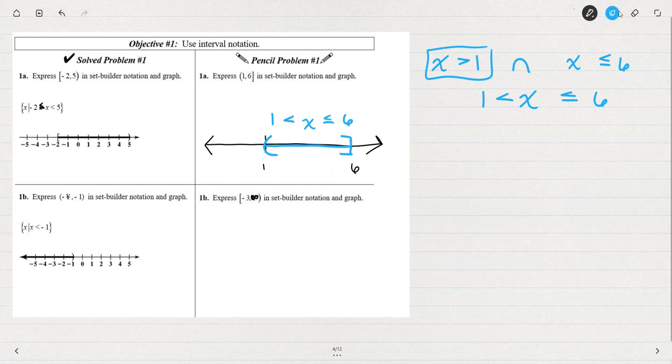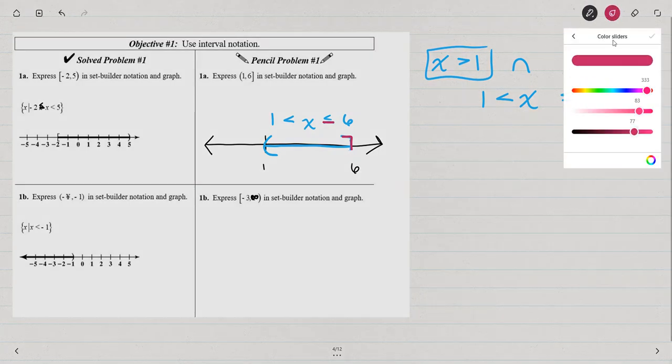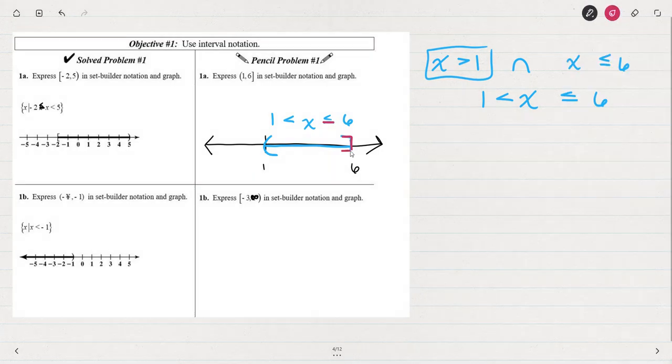Do you remember that for the bracket, I've got to say or equal to? One mnemonic for that is you see that line in that bracket, right? So that's one way to remember that that's the or equal to.